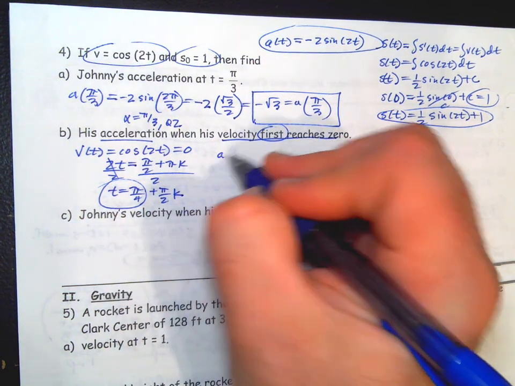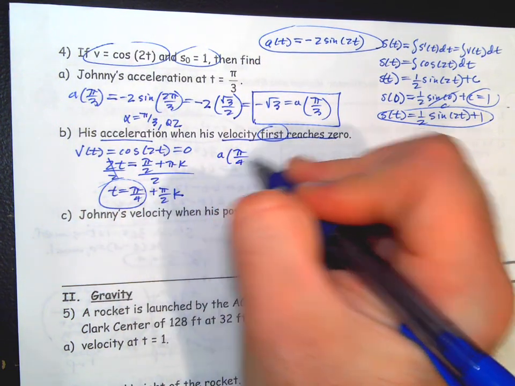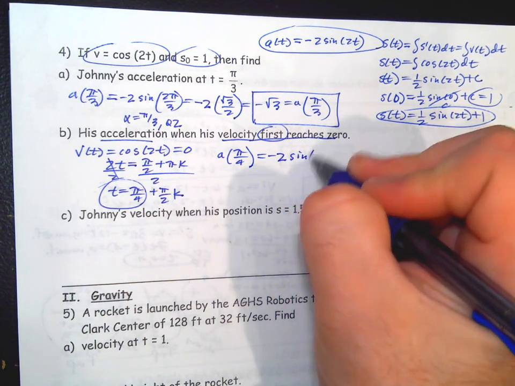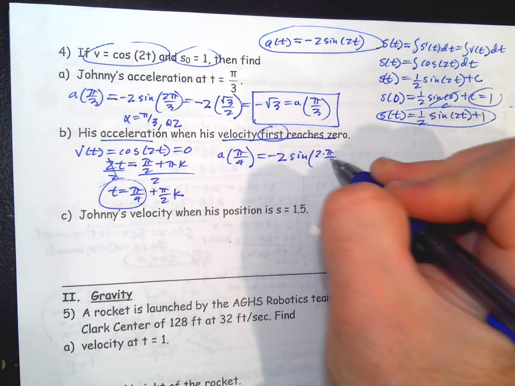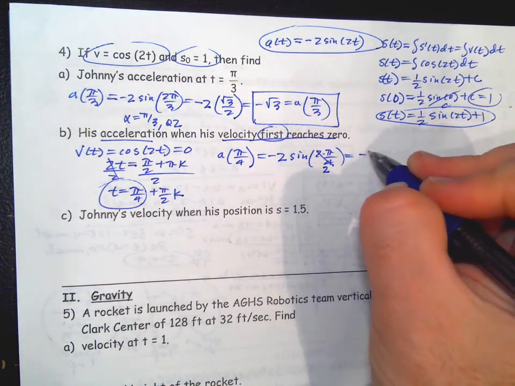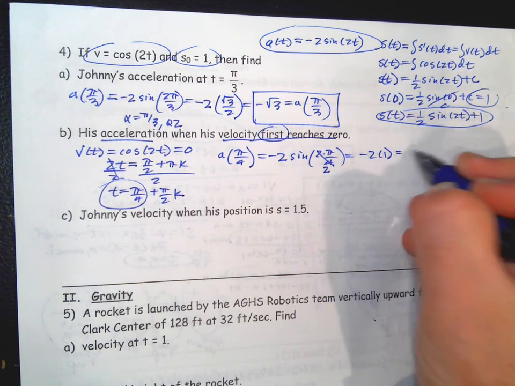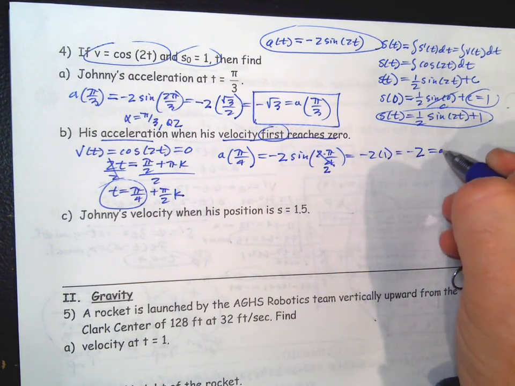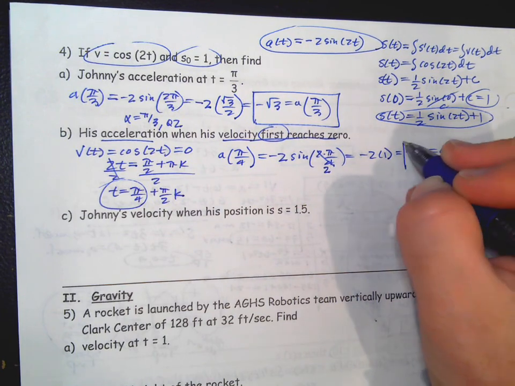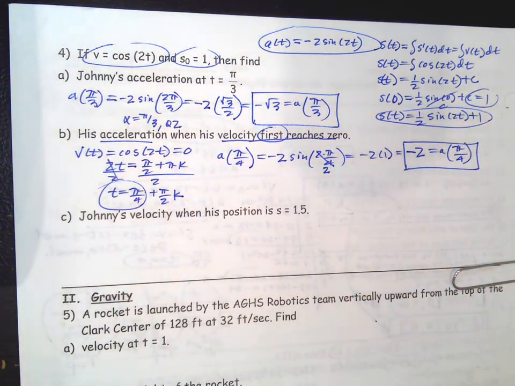So then we want the acceleration. So we're going to plug pi over 4 into -2 sine of 2 times pi over 4. So it's going to be pi over 2. Sine pi over 2 is 1. So we're going to get -2 times 1, which is -2. That's the acceleration at pi over 4, which is the first time velocity reaches 0.